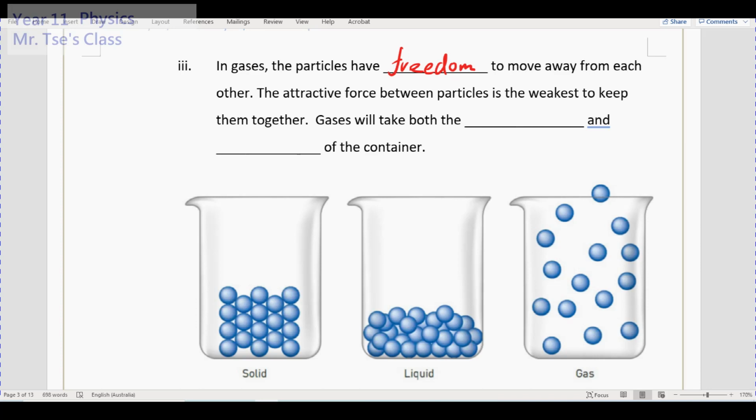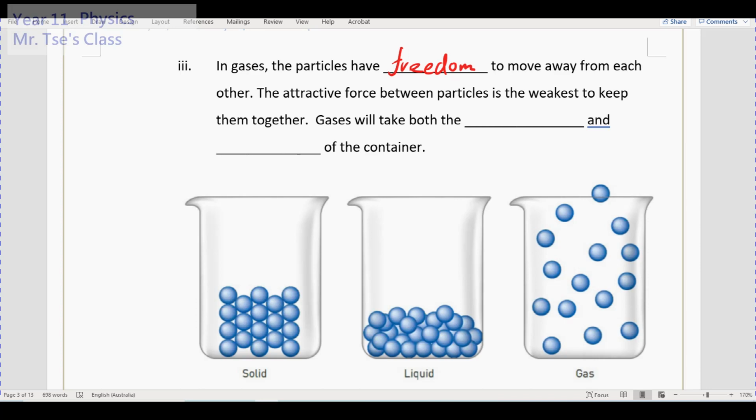All right. The attractive force between particles is the weakest. There is some degree of attractive force still between the gas molecules, but that attractive force is very, very weak. So it's not significant anymore to keep them together. So that's why the gas molecules are free to go from each other.